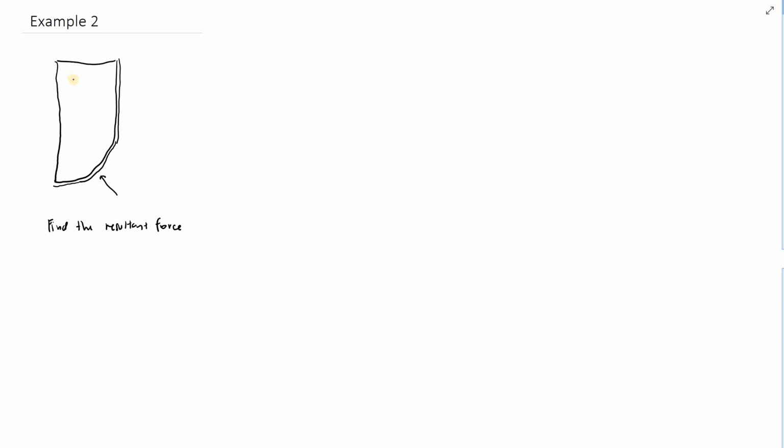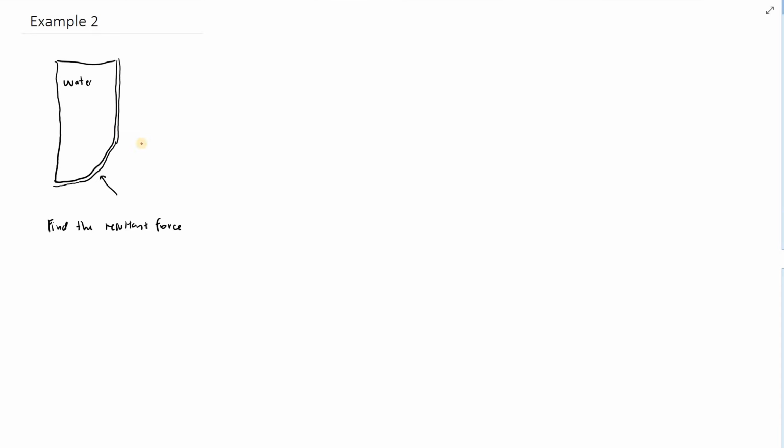Okay, I take the liquid to be water. And then the height from the curved part to the water surface is 1.85 meter, and the radius of this curved surface is 0.75 meter.